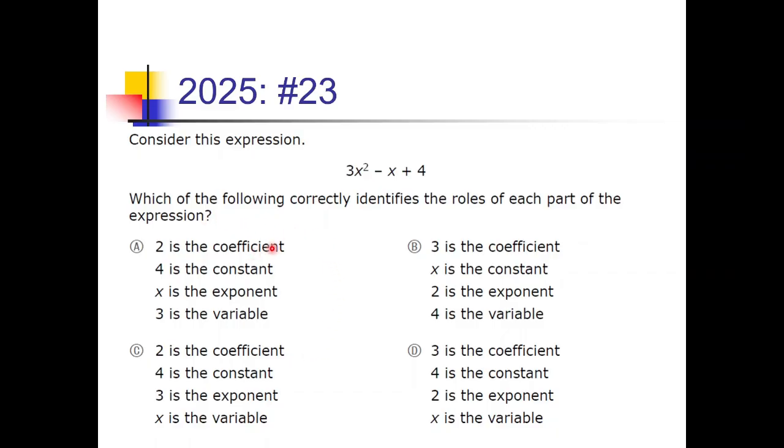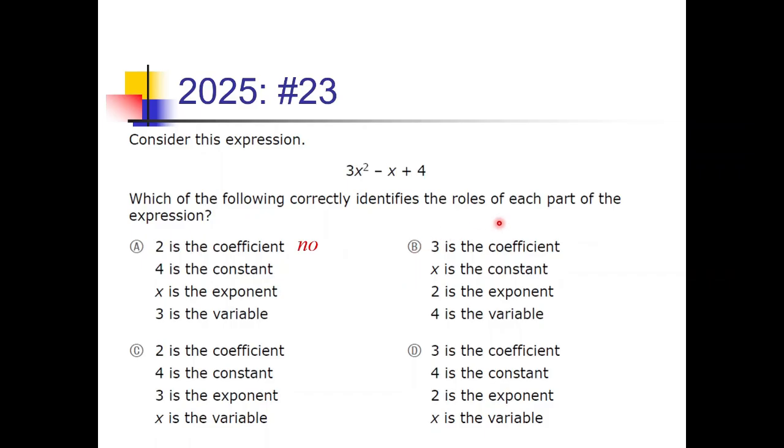Well, the coefficient is the number being multiplied by the variable. So the only coefficient that's really kind of in your face here is this 3. This negative x has a coefficient of -1. And 4, I guess, counts as a coefficient of 4, but none of those is 2. So that's a no, and choice A can't be it.